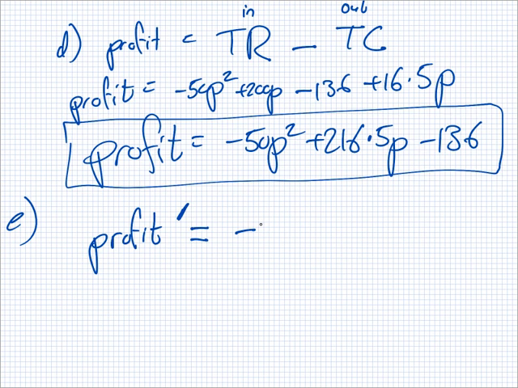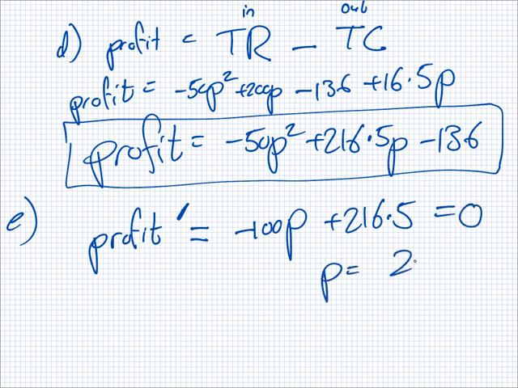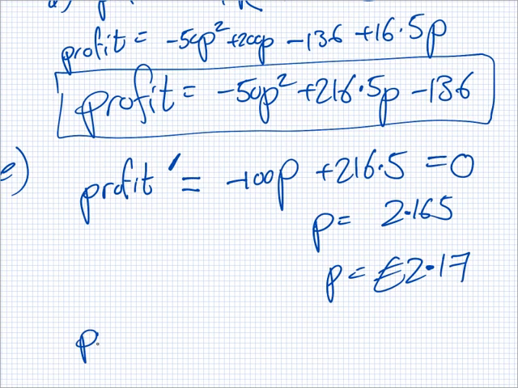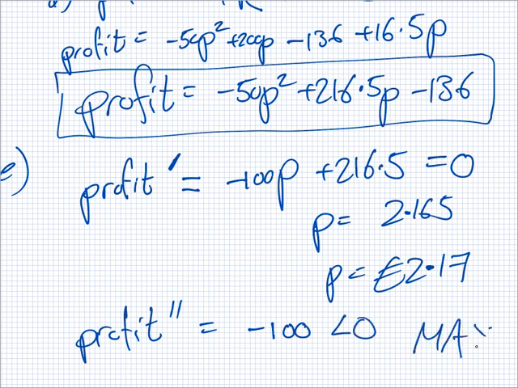Alright, so minus 100p plus 216.5 should equal 0. So that means p should equal 2.165. So p should equal 2 euros and 17 cents. Is this a maximum? Well, let's calculate the second derivative. That would be minus 100, which is negative, which makes it a max. So by charging 2 euros and 17 cents, this is how the business can make the most money possible.